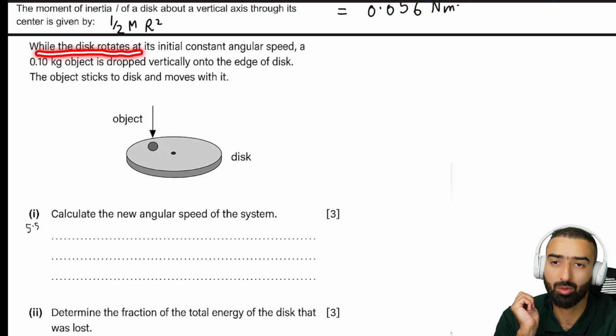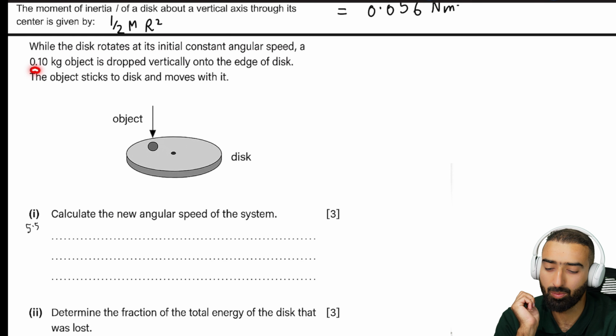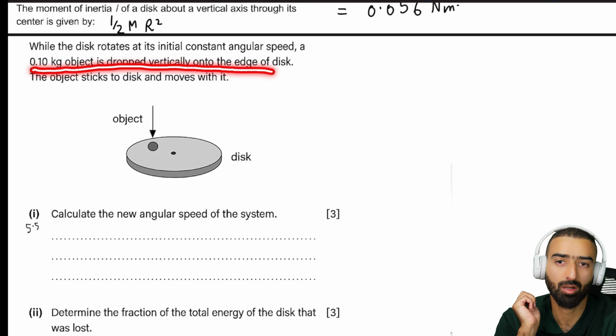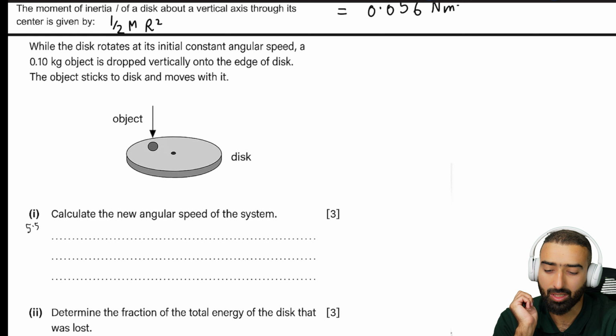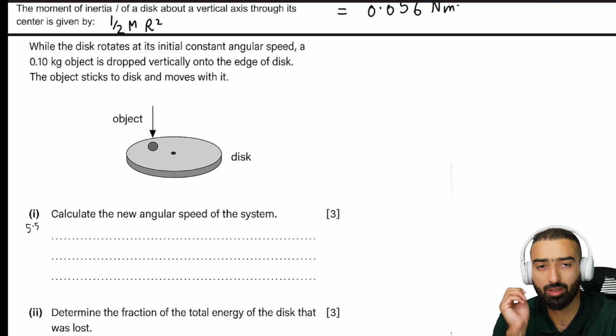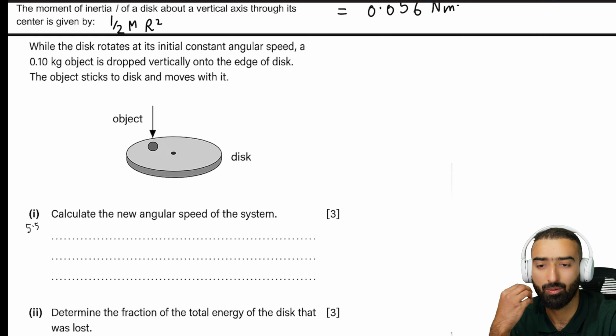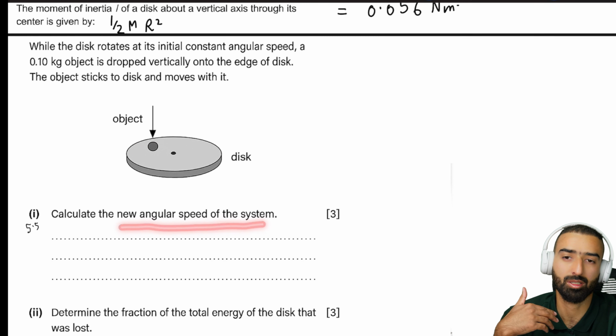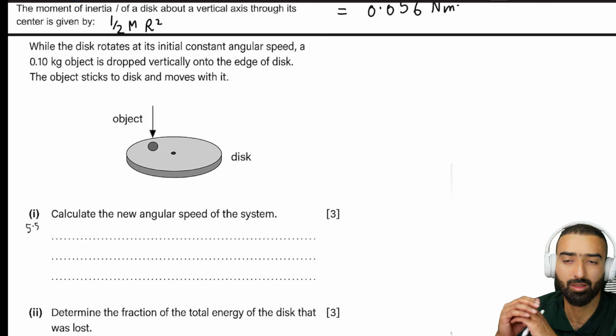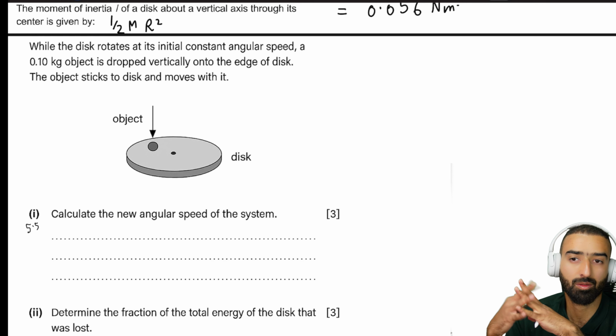While the disc rotates at its initial constant angular speed, a 0.10 kilogram object is dropped vertically onto the edge. The object sticks to the disc and moves with it. So the disc is spinning and we drop an object onto its edge. We have to figure out the new angular speed of the system. So these types of problems are very common in your final exams.